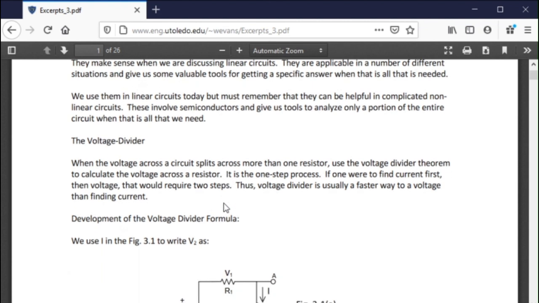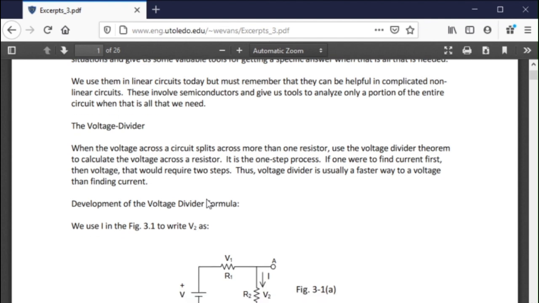And these three theorems are the voltage divider, the Thevenin and Norton, and then maximum power. So we're going to look at the voltage divider rule first.